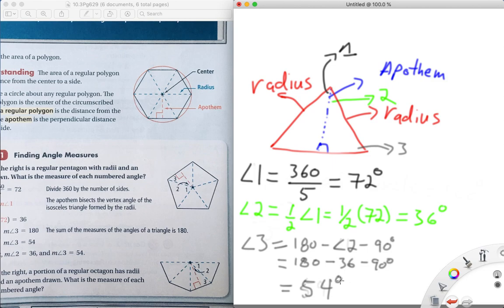And if you want to check yourself, all you have to do is add the 3 angles: 36 plus 54 plus 90. If you add those 3 together, they should give you 180. And that's how you find the 3 angles.